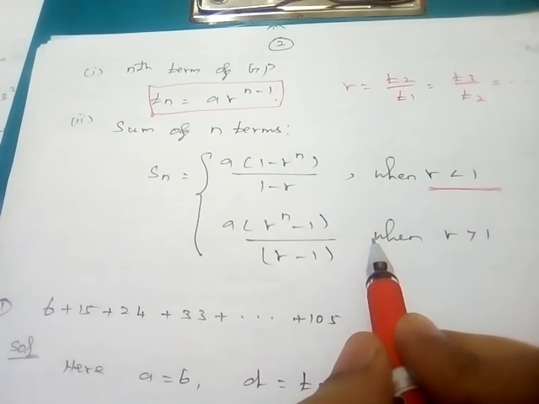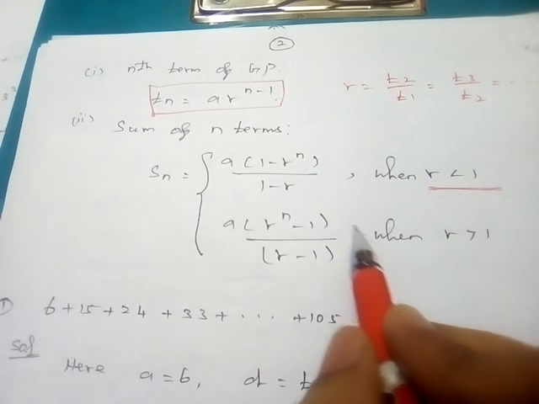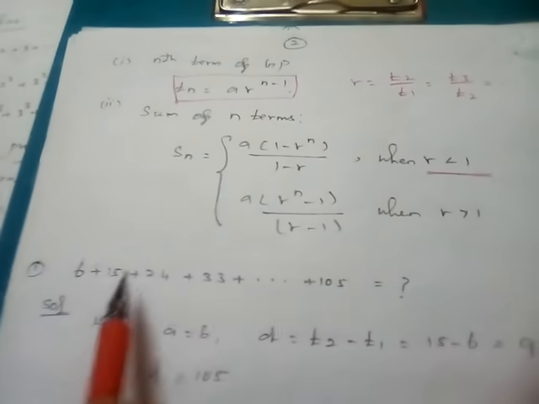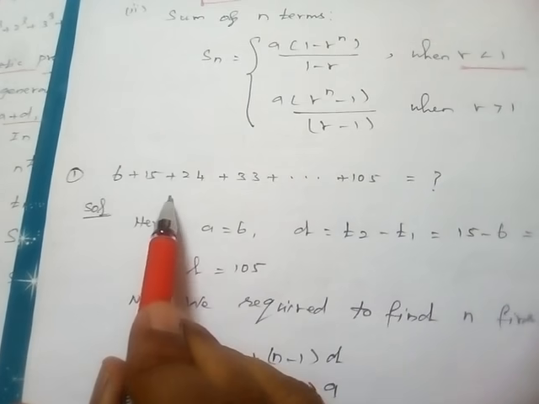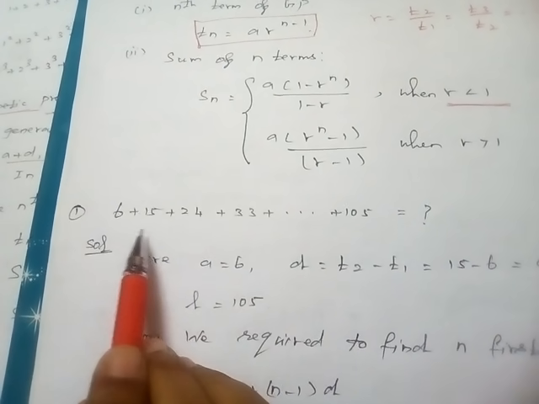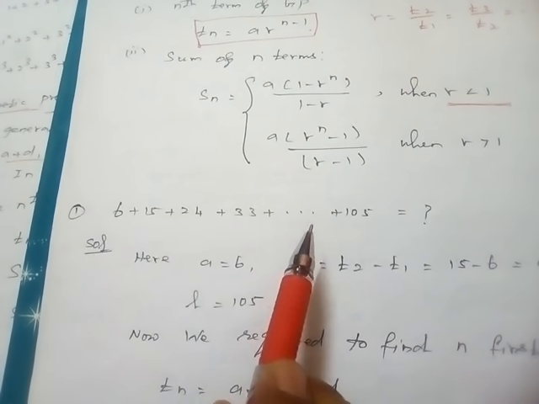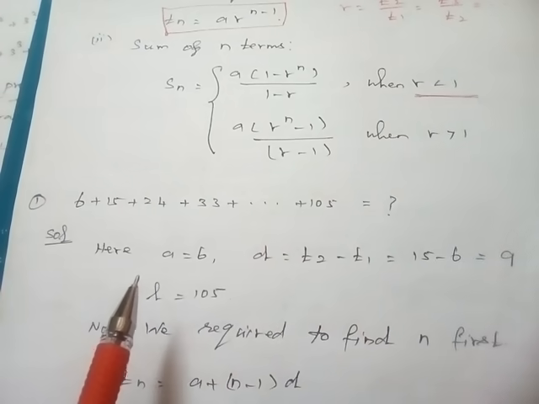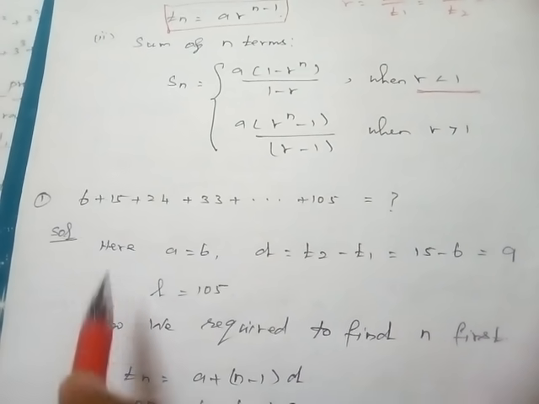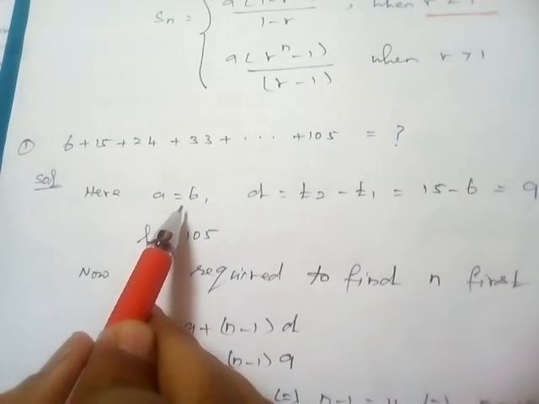Now we are going to solve problems based on arithmetic progression and geometric progression. Now let us see the first problem. 6 plus 15 plus 24 plus 33 plus etc. up to 105. The question is to find the sum of the terms. So how do we find the solution to this problem? Here the first term will be 6.